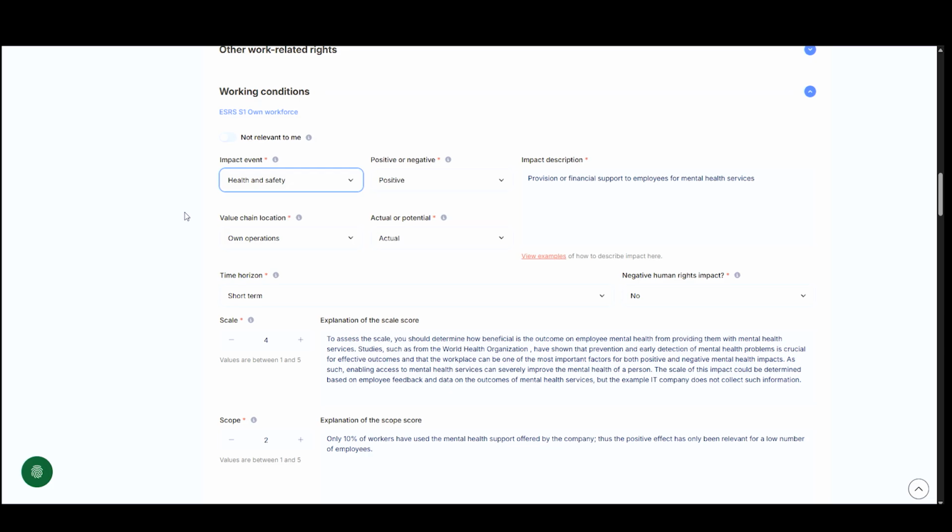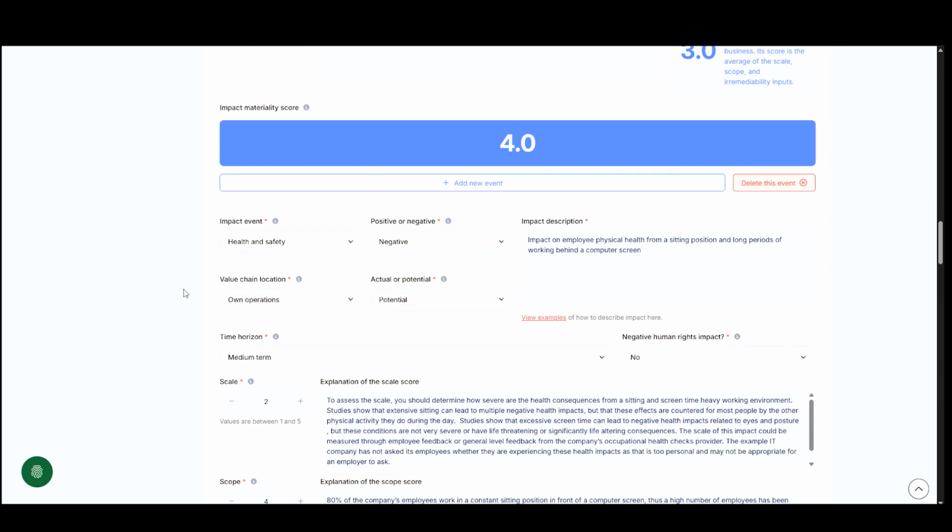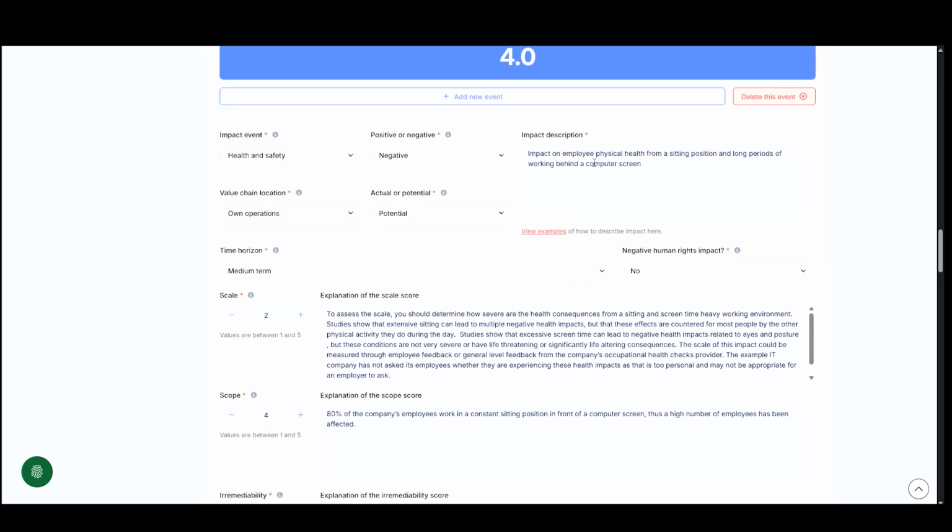So for example, here we have a positive impact that we are providing some mental health services. But I also have a negative impact under the same topic, that employees might have physical ailments from sitting behind a computer all day. So what is important is that you assess positive and negative impacts separately.